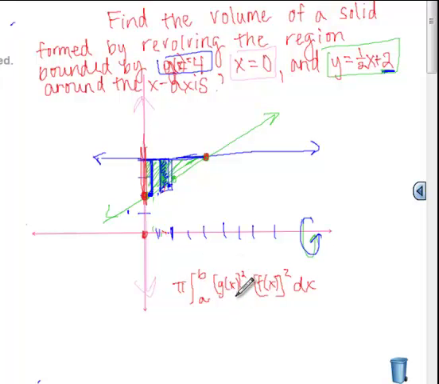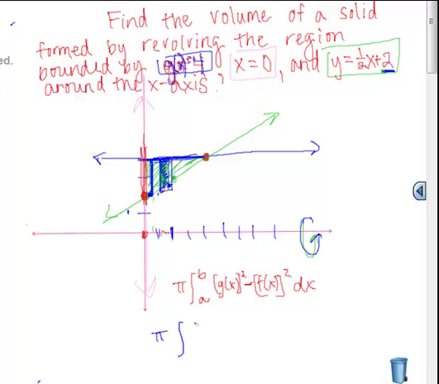This is my upper function. It is the line that creates the larger washers. So I'm going to be looking up to this line. This is my g of x. Sorry, I kind of scribbled over this before. We have g of x equal to 4, because I can visually see that it is my upper. So it's going to be the big disk.